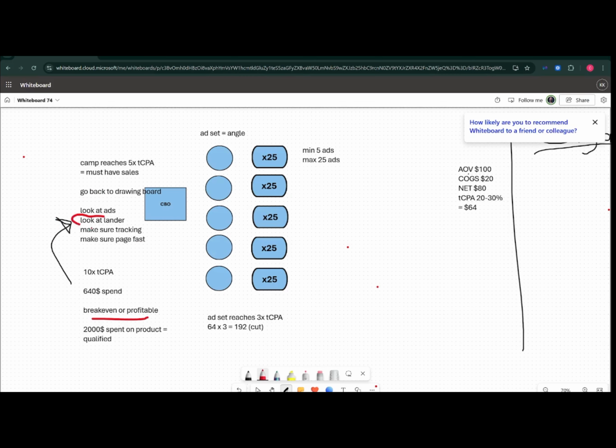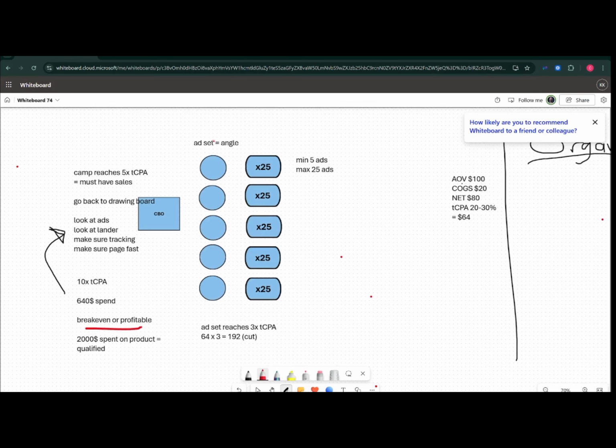Usually this one, looking at the lander and making sure it's congruent with the angle, right? So it's really tough to build 5 landers and ads for each of these. So initially you can test one lander across all of the ad angles, and then when you qualify one of these ad angles, you can redo the lander to be congruent with this angle.